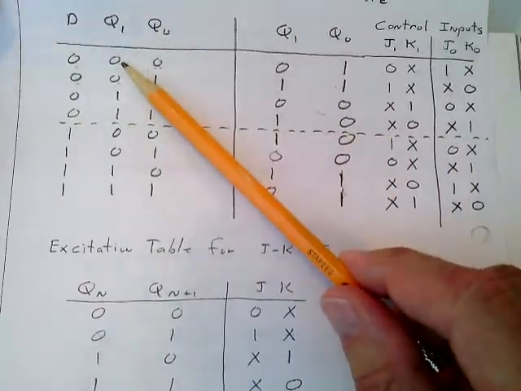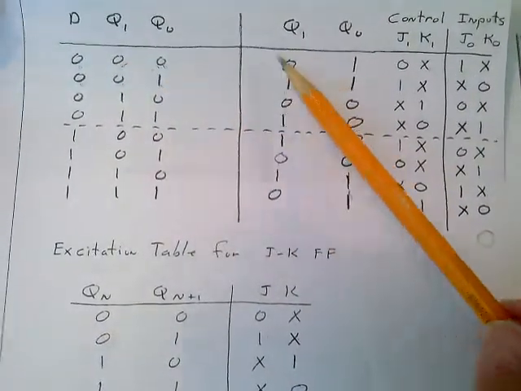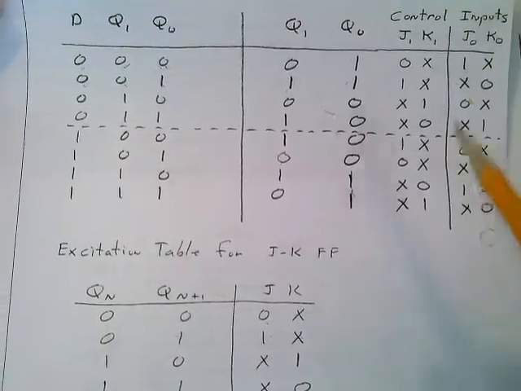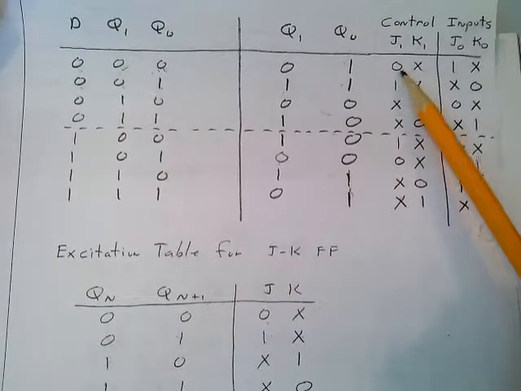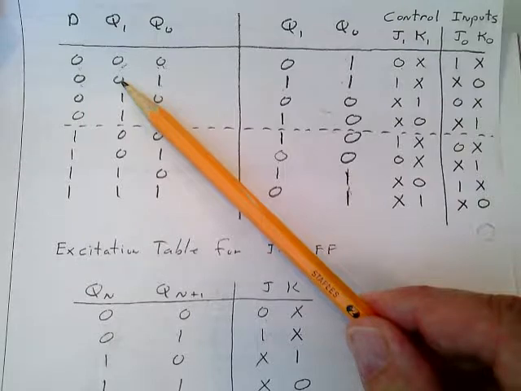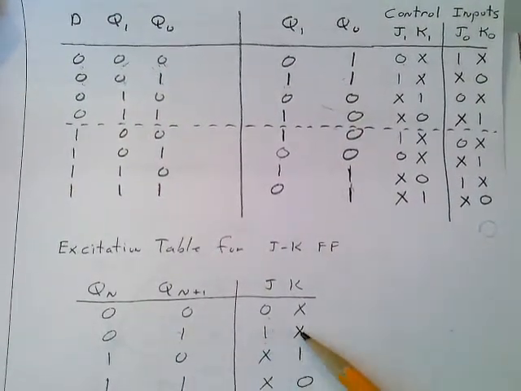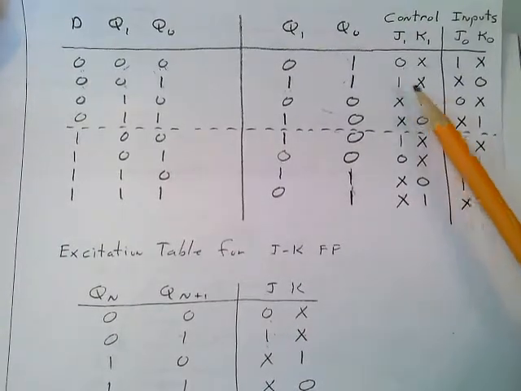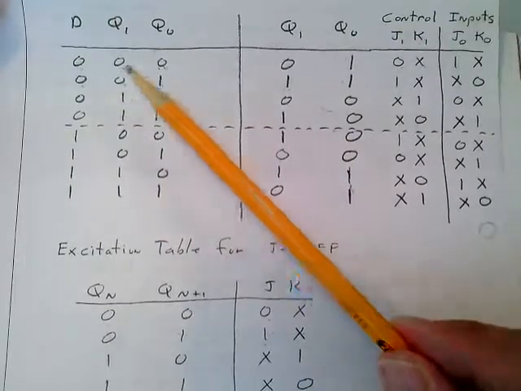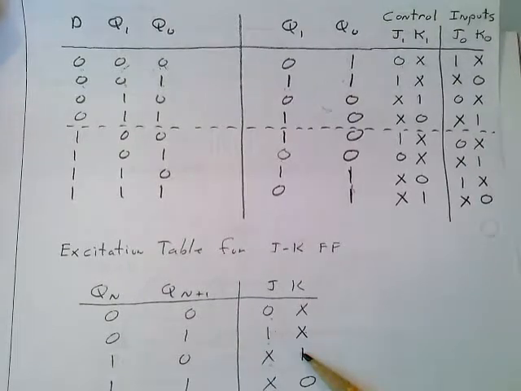If your Q1 is at a 0, and you stay at 0, J's a 0, and K has to be a don't care. J's a 0, K has to be a don't care. If your Q1 is a 0, in the next state it goes to a 1, J is a 1, K is a don't care. If Q1 is a 1, in the next state it goes to a 0, J's a don't care, K's a 1.